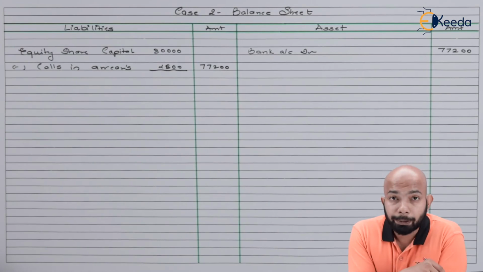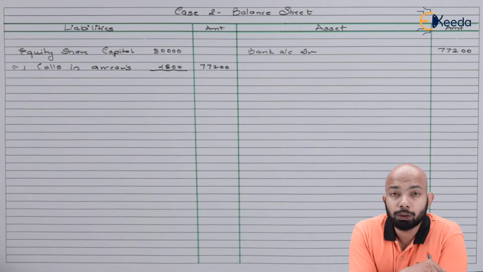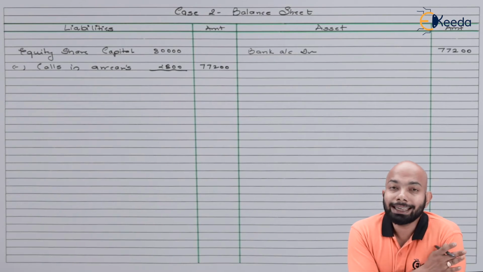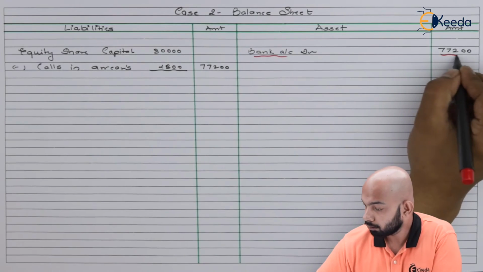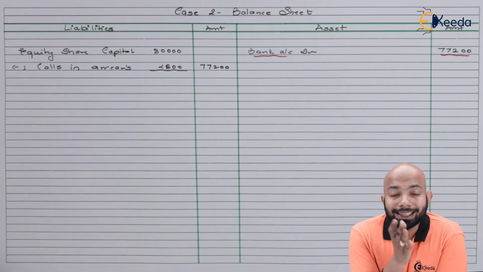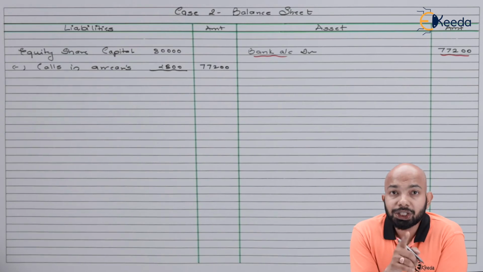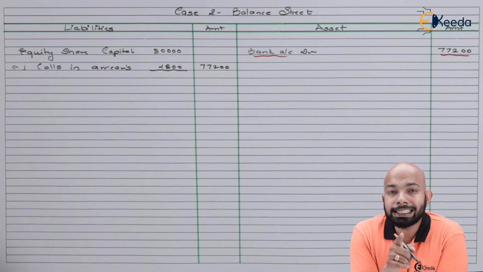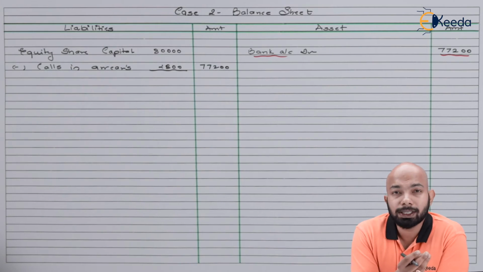So as you can see, we've prepared the balance sheet here. The asset side includes the bank total, which is 77,200, which has been derived after looking forward for the bank entries that we've mentioned in the journal part here. Now, the next part includes the equity share capital, which is on the liability side, which comes to somewhere around 80,000, because 8,000 shares multiplied by 10 will give you an amount of 80,000, out of which calls in arrears has to be subtracted.